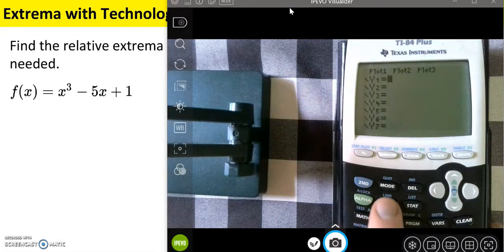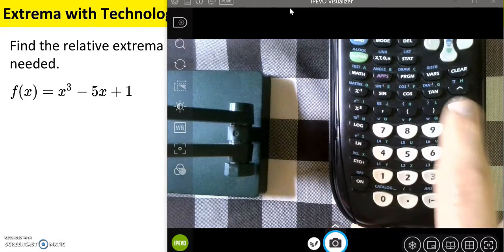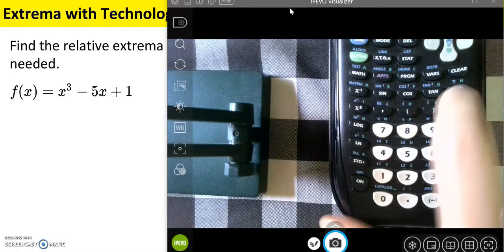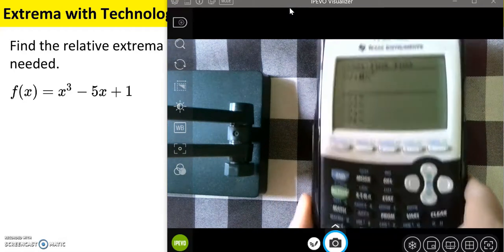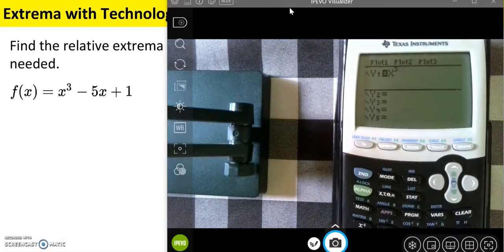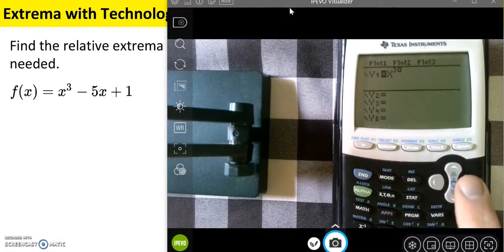So I'll hit x cubed. Now there's not a nice button for cubed. The easiest way to do it is to hit the exponent caret, and then the 3. So this, and then 3, will give me x cubed up here. If your calculator, like mine, puts the exponent up high, like where an exponent would be written in what's called the math type, you'll want to hit the right arrow to then get the cursor back down low.